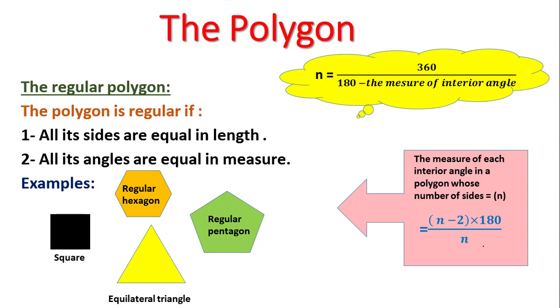Also, we can calculate the number of sides by dividing 360 over 180 minus the measure of one interior angle. This rule is used only in regular polygons. So in regular polygons, we can calculate the number of sides n by dividing 360 by 180 minus the measure of the interior angle.